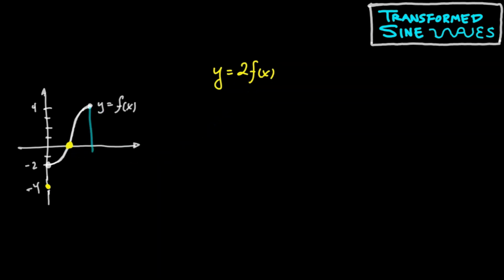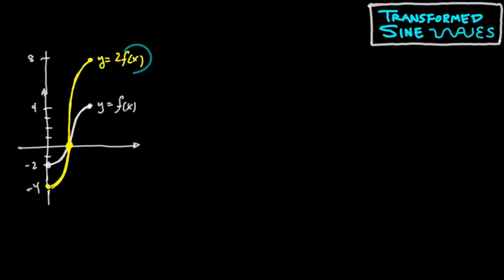And one more, whatever this value of x is. When we stick it into f, we get 4. But if I double that 4, it shoots it up to 8. And of course, this is going to happen with every point on the graph. The y coordinates are all going to be doubled. So the net result is that our original graph gets stretched out vertically by a factor of 2. So this is the graph of y equals 2 times f of x.